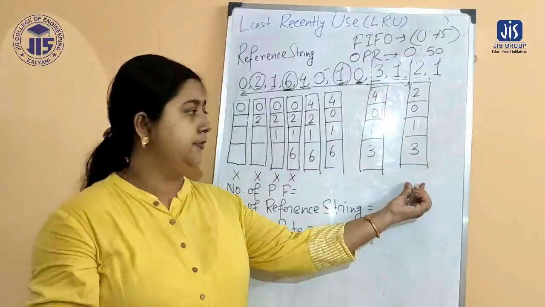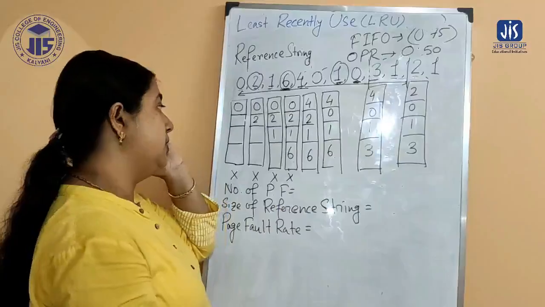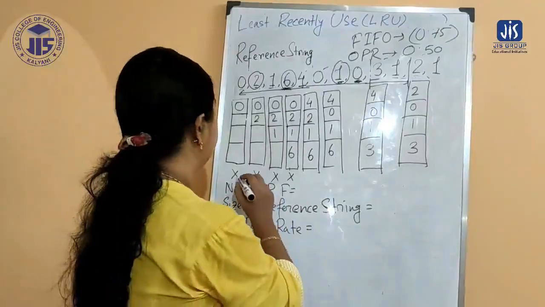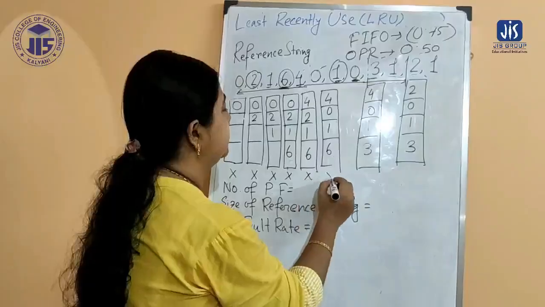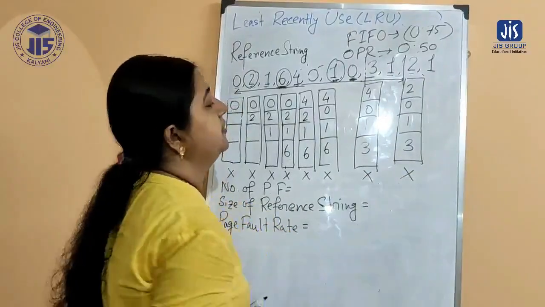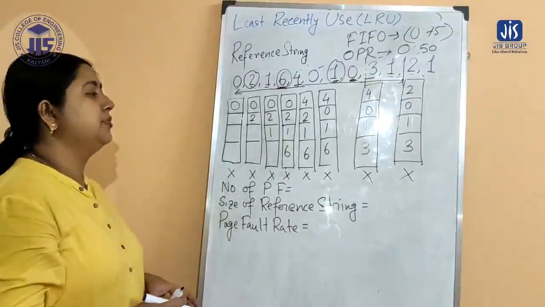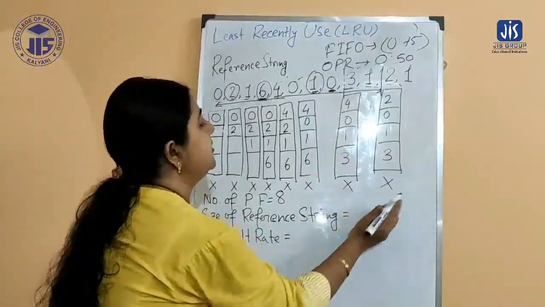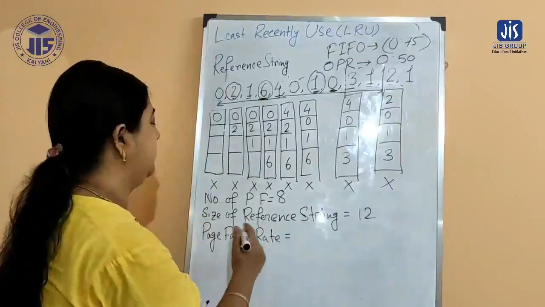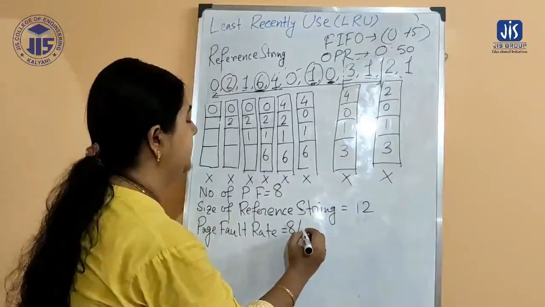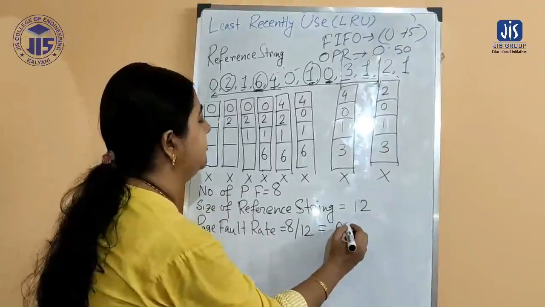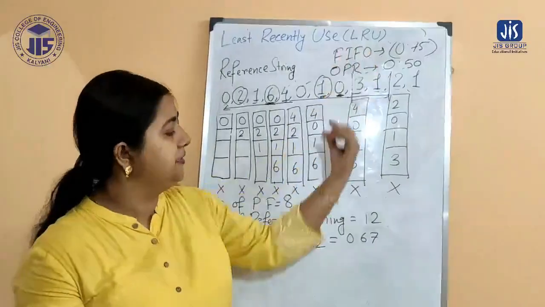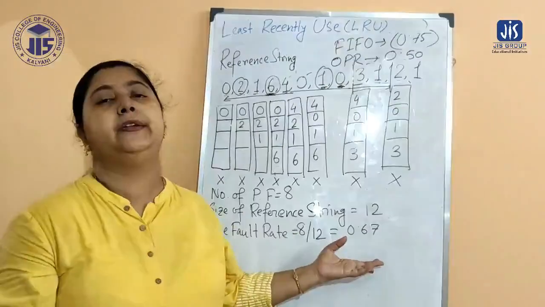So this is the reference frame actually. So now again we need to count the number of misses I have. 1, 2, 3, 4, 5, 6, 7, 8. Okay. So this is the total number of page faults. So 8. The size of the reference string is 12. So the page fault rate will be 8 by 12. That means 0.67. So you can see if you compare with FIFO, LRU gives you a better result.